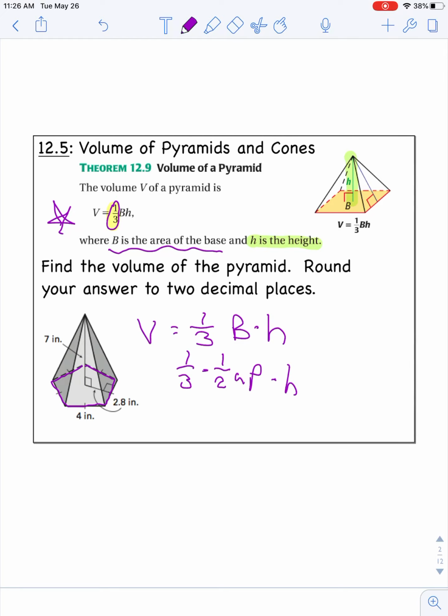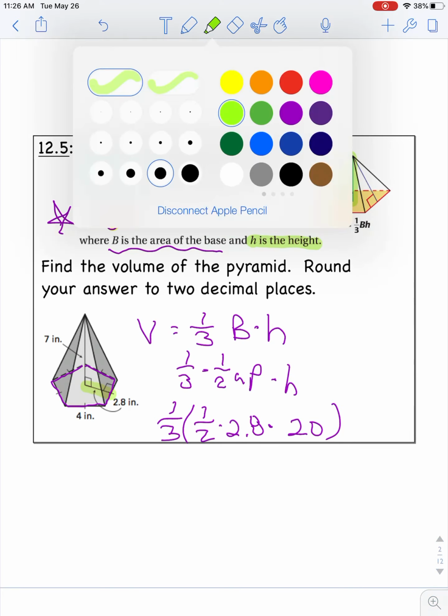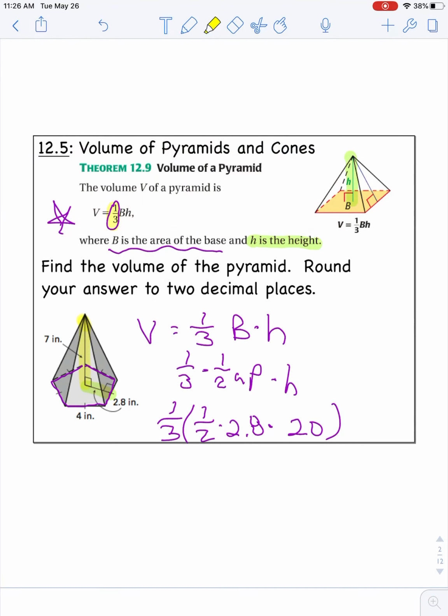All right, so let's see which things we have. We're going to take 1/3 times all of this, and we have 1/2. We do know the apothem. This is the apothem right here, so we fill in 2.8. And we know the perimeter. The perimeter is 4 times 5, or 20. And the height of the pyramid, which again has to be perpendicular to the base, is labeled as 7. So we'll multiply all of that by 7.